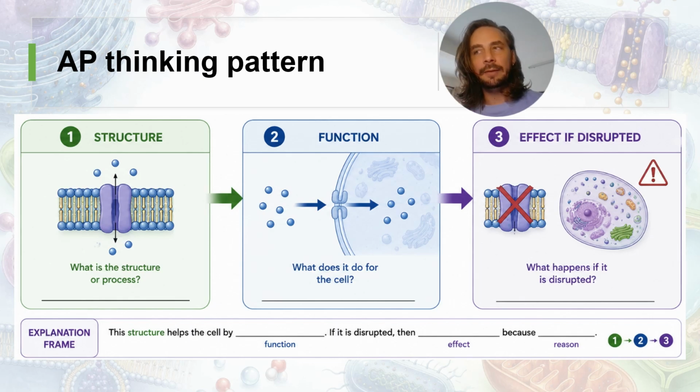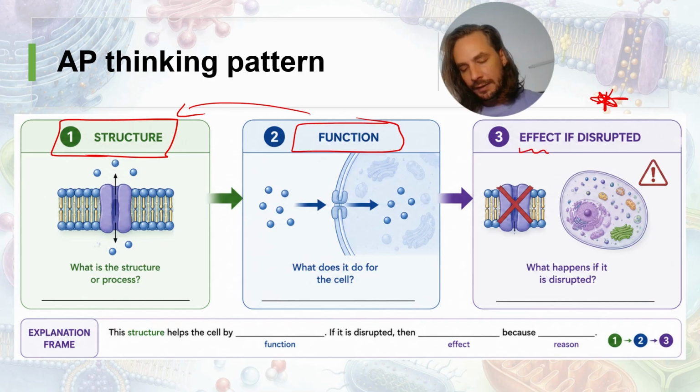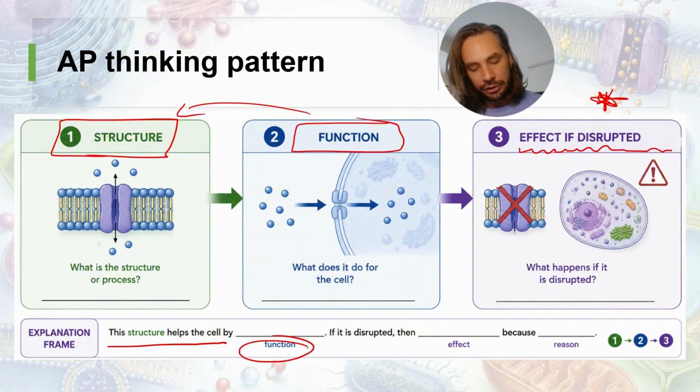So the AP thinking pattern for this whole unit is we're going to be looking at the structure, okay? And then we are going to be learning about the function of this structure. But most importantly, we're going to be learning about what happens if this is disrupted. Okay, so a thinking pattern like this: structure helps by doing this function. If it is disrupted, then this is the effect because this is the reason.